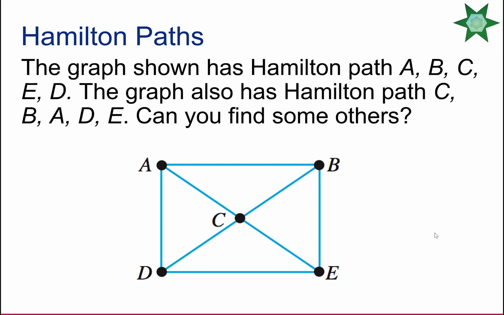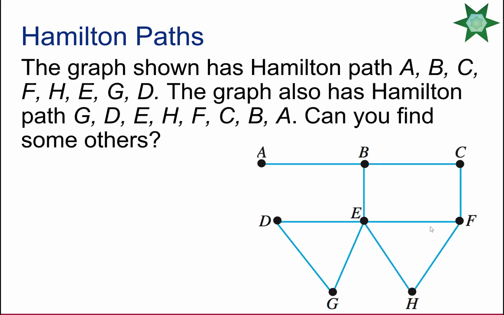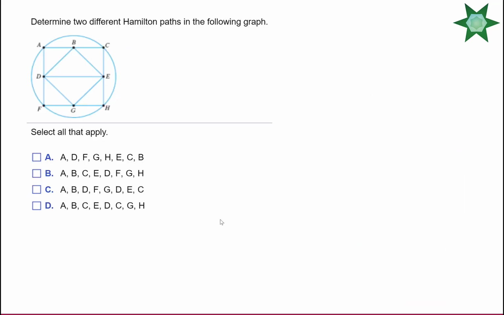The graph below has a Hamilton path A, B, C, E, D. There's also another one that goes from C, B, A, D, E. Can you find others, or are there others in this graph? And here's another graph, which has a Hamilton path A, B, C, F, H, E, G, D. And again, there's another one listed there, and you can find some others in that.